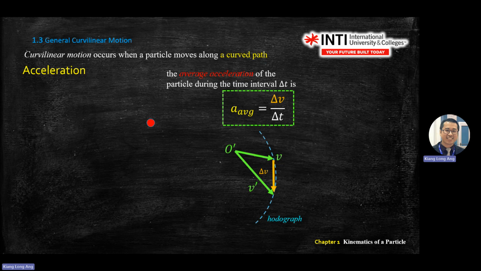Then for erratic motion, we have a few graphs: st, vt, at, and two more graphs, which are vs and as. So when you move from s to vt, you do differentiation, same from v to at. But if you reverse back from at to vt, you do integration, and from vt to st, you do integration.